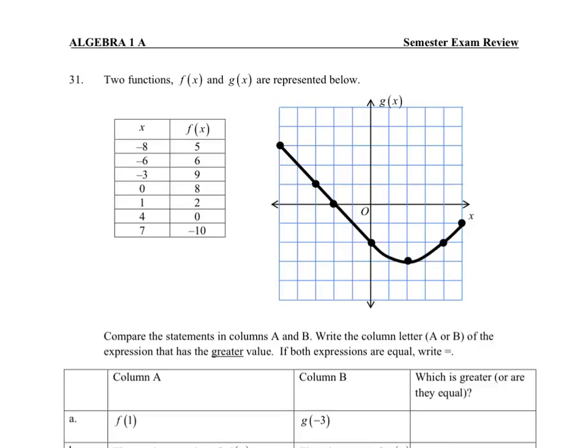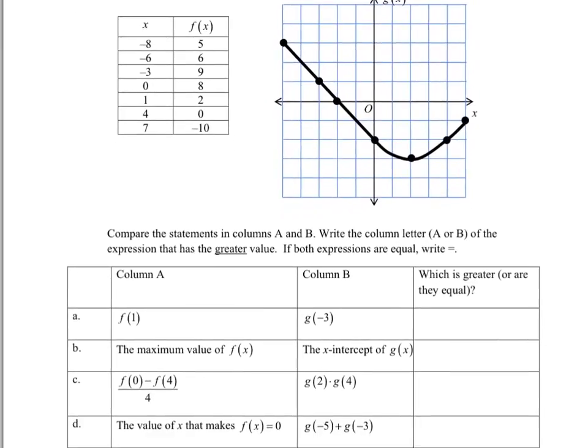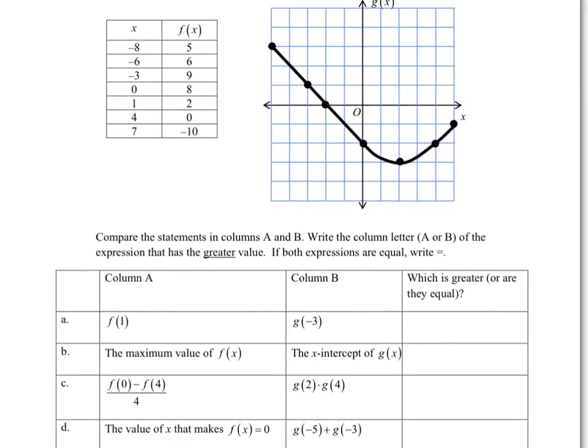For our final question of Unit 2, Topic 1, we have question 31. Two functions, f of x and g of x, are represented below. So we're given a table of values and we're given a graph. This is f of x, this is g of x. What we're going to be doing is comparing the statements in columns A and B. Write the column letter A or B of the expression that has the greater value. If both expressions are equal, write equals.